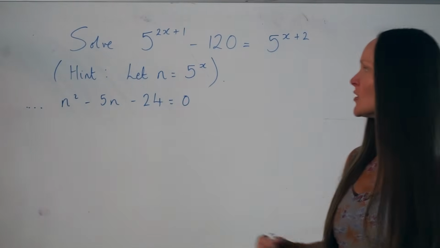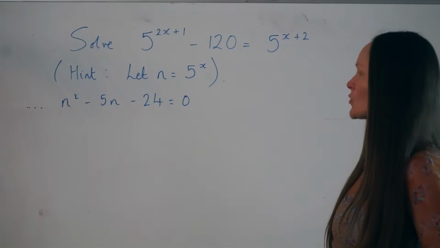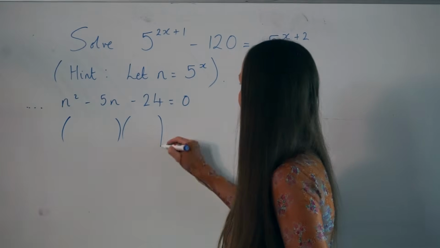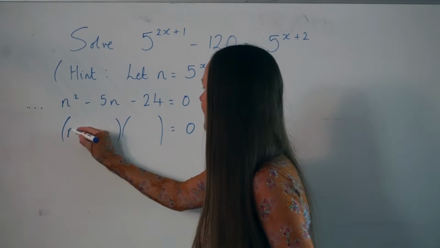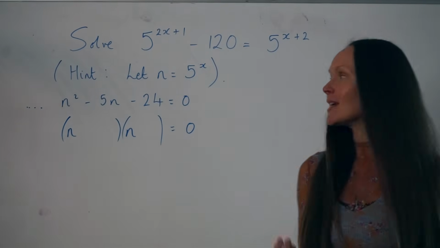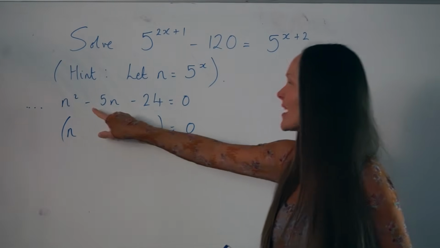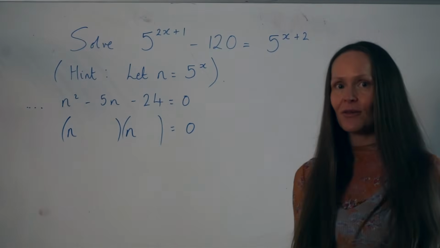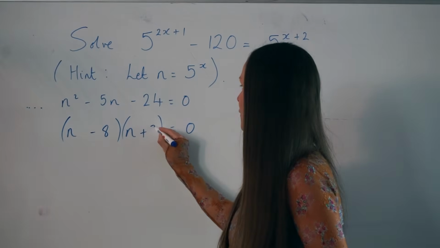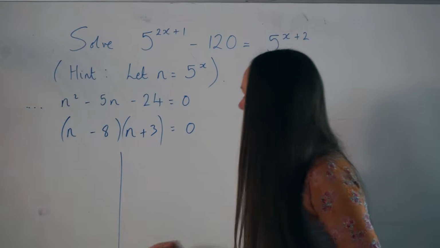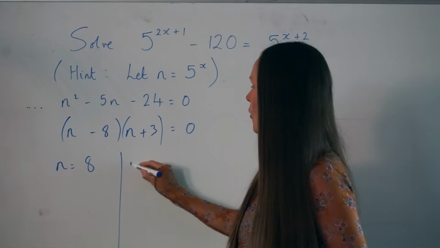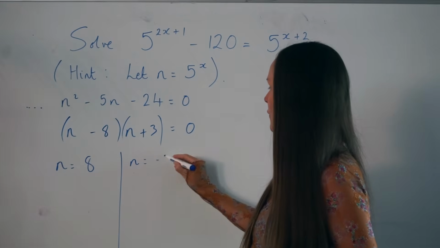So here's the equation that we just found, and to solve this quadratic, I'm going to factorize. Here are my brackets, and I'm going to start by filling in the n values. Now remember, these two numbers have to multiply to give negative 24, and at the same time add together to give negative 5. So the values here must be negative 8 and positive 3. That gives us two values for n. Either n is equal to positive 8, or n is equal to negative 3.